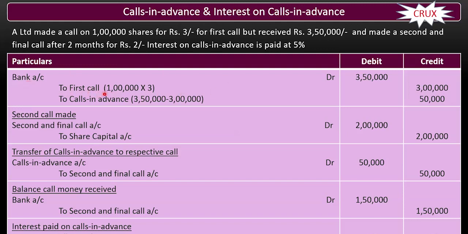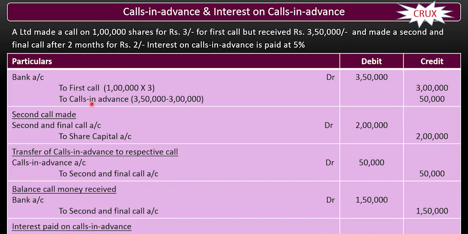Second, share first call: 1 lakh into 3. We had already created an asset, and now at the time of passing the due entry, that asset is getting reversed or nullified to the extent of 3 lakhs, because only that much was due from the shareholders. Whatever is the difference between these two, that is 50,000, will now be treated as calls in advance.